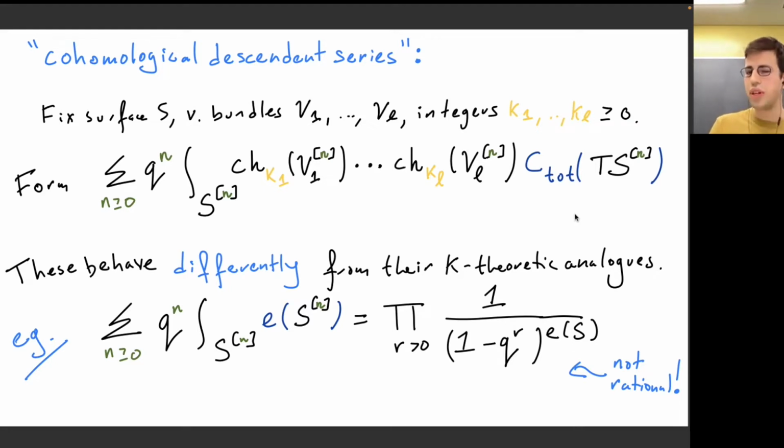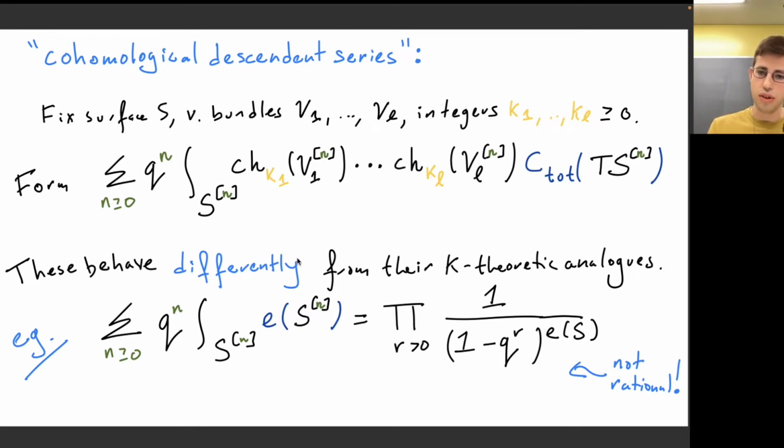One can use Grothendieck-Riemann-Roch to write the K-theoretic expressions in this form, only instead of having a total Chern class, one essentially has a Todd class. And just replacing that Todd class that shows up in K-theory by this total Chern class, which shows up in cohomology, one gets series that behave very differently, interestingly enough. Even in the simplest example, one doesn't have a rational function.